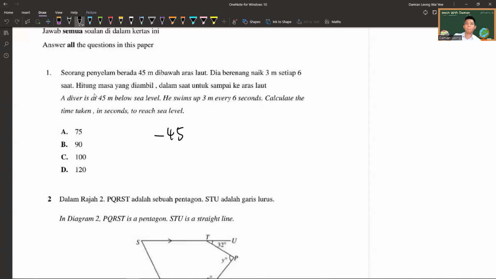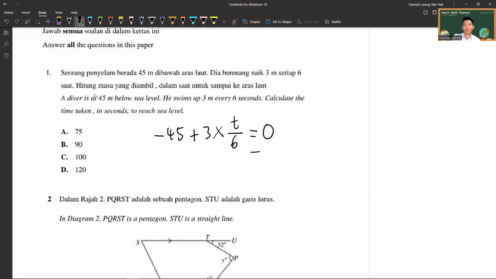Then he swims up, means he increases 3 meters every 6 seconds. So I can take the time in seconds, divide by 6 seconds, so that would be how many 6 seconds there are, times by the 3 meters for every 6 seconds. It will be equal to 0, basically.